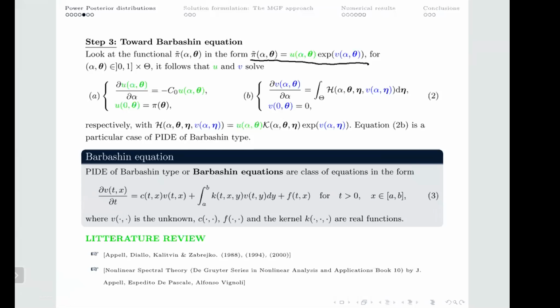So we know that 2a has a unique solution, and we can write it out. But 2b is still a partial integro-differential equation, but we changed the kernel, and we don't have any nonlinearity now. So this equation is called a Bayesian equation. Just for definition, Bayesian equations are a class of equations in the form 3, where C, F, and the kernel K are given data of the problem.